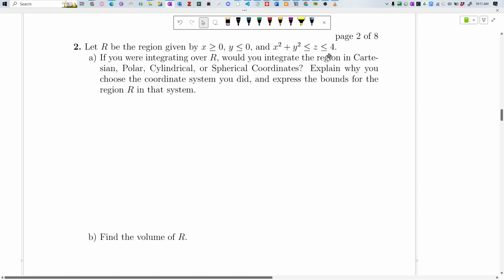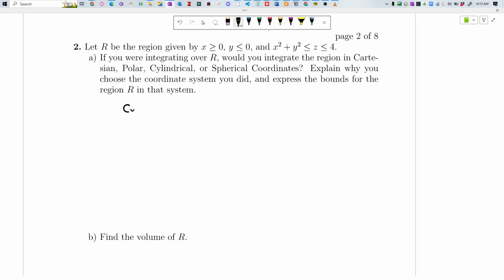We're given this region. If you were integrating over R, would you integrate with respect to Cartesian, polar, cylindrical, or spherical? Explain why, and express the bounds in that coordinate system. Well, because we have a z here, this is going to be a three-dimensional system. This region is a three-dimensional region, so we definitely aren't talking about polar. And this description really makes me think that this should be cylindrical.